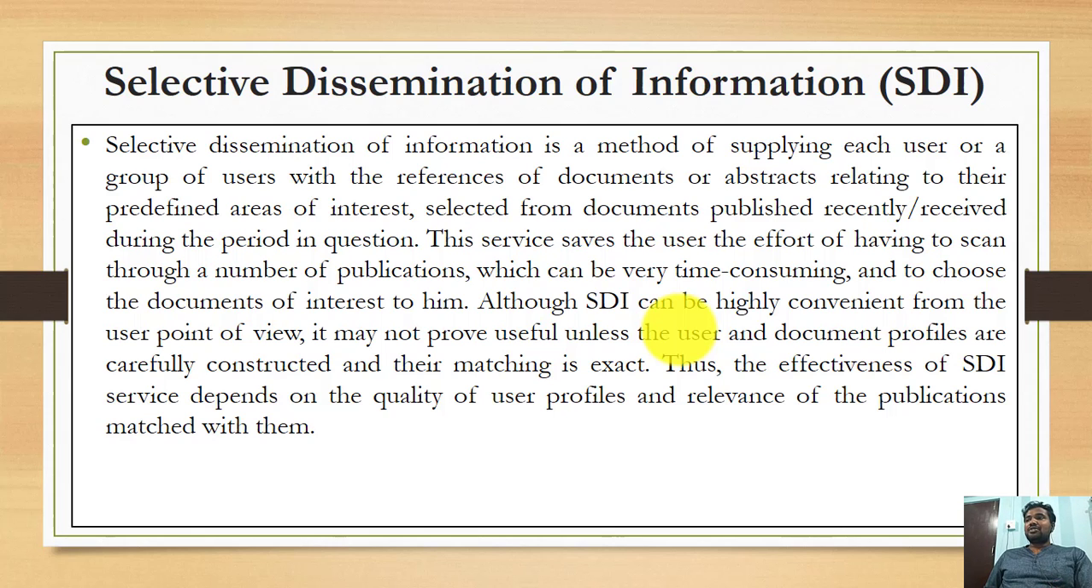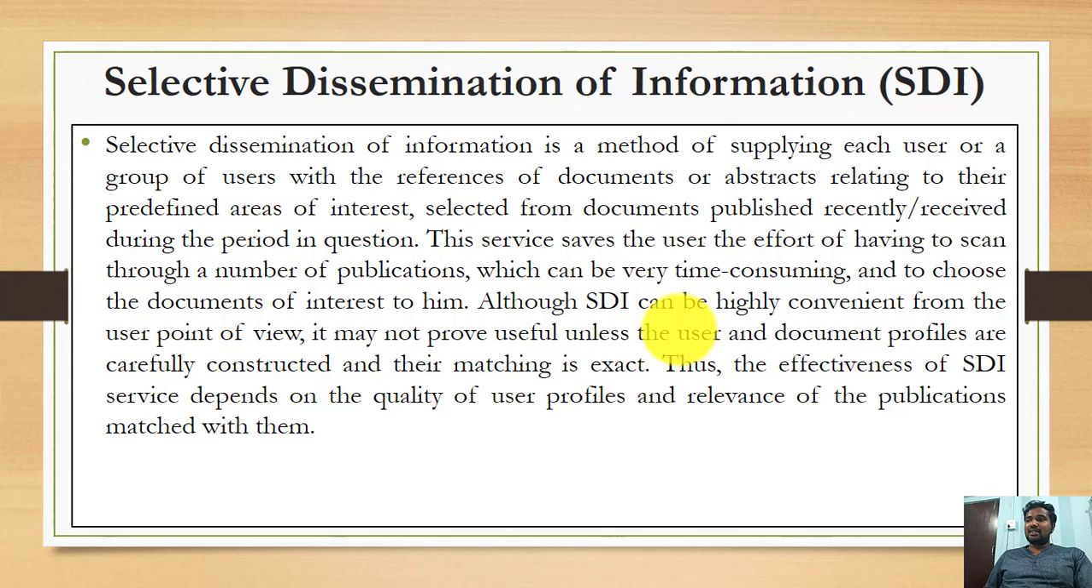Selective dissemination of information is a method of supplying each user or group of users with references of the documents or abstracts relating to their predefined areas of interest, selected from documents published recently or received during the period in question. This service saves the users the effort of having to scan through a number of publications, which can be very time consuming, and to choose documents of interest to him.